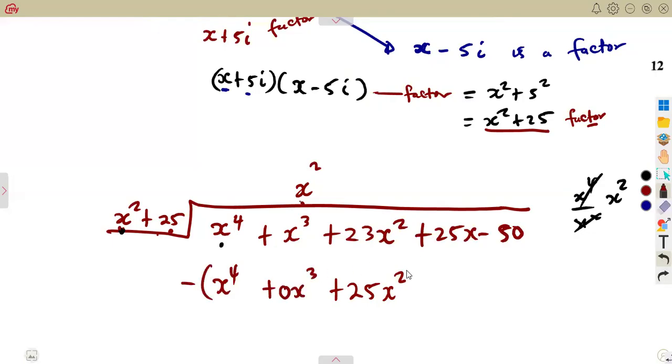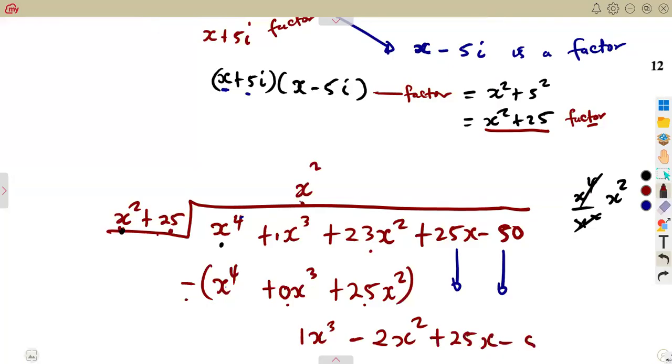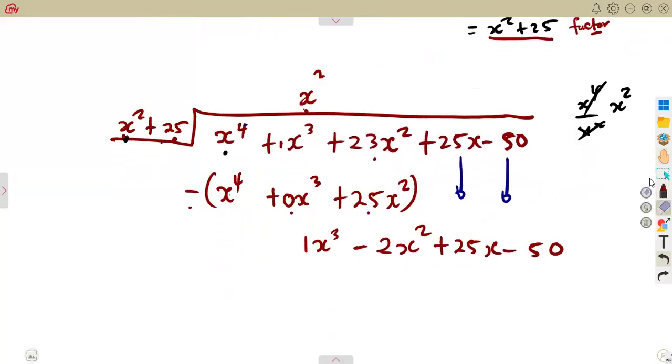All right, let's subtract and see what we're going to obtain. This one and this one is going to cancel. There we have got 1x cubed minus 0. That's 1x cubed, which is simply x cubed there. All right, 23 minus 25, that is minus 2x squared. Then we can drop these terms that are remaining, plus 25x minus 50. All right, let's divide. We still have that allowance in this case to divide. We can do our division again.